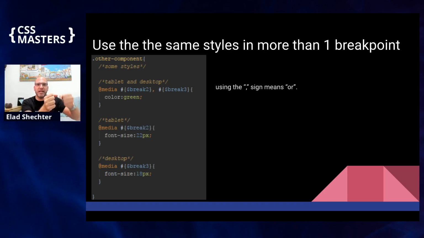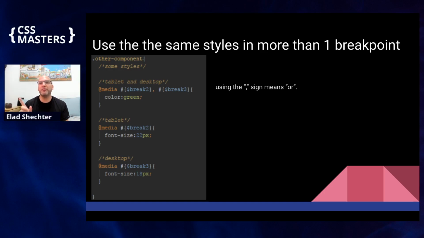What this media rule does for us is checking if the media rule of break 1 is correct, and if it's correct, do me the style here, and if it's not correct, check if this media rule is correct, and again, do me the same style. And in this way, I can use the same style for two media rules together. But it can get even better.